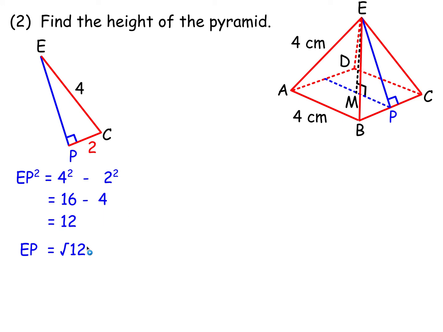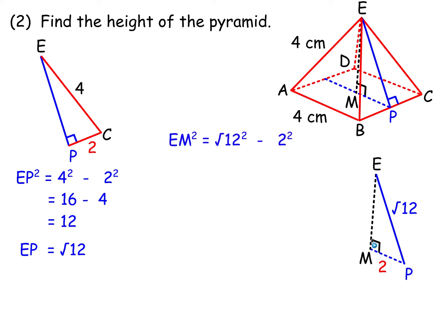the black dotted line. So if we take the triangle EMP, the height is EM, EP we just worked out at root 12, and MP was half a side, 2 units. EM's a shorter side, it's EM squared is root 12 squared minus 2 squared. Now if you take a number and you square root it, and then you square it, you go back to the original number. So root 12 squared is 12, 2 squared is 4, EM squared is 8, and EM is the square root of 8.